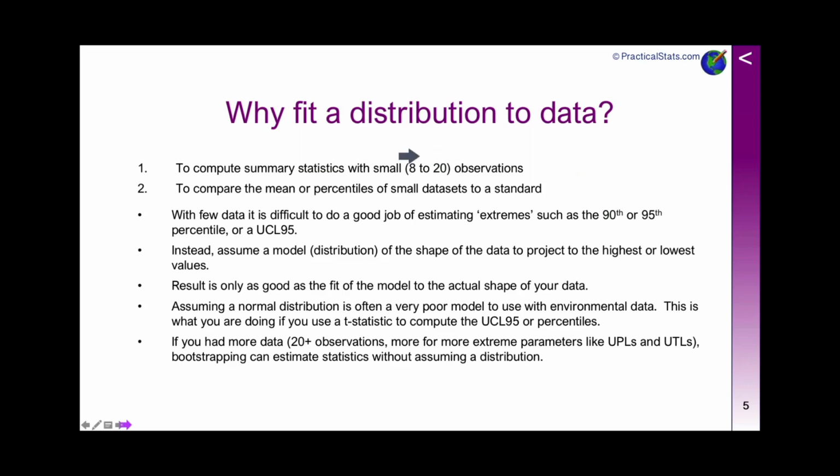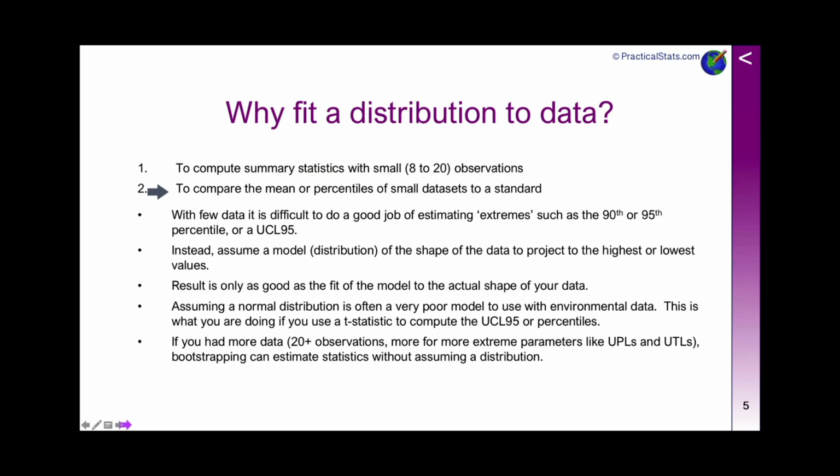So my recommendation is when you have something like 8 to 20 observations that you would use a distribution to do that. And there's a long history of doing that in water resources, including flood studies and other things. You may also want to compare those statistics to a standard. And so again, getting a good estimate of the statistic itself is the best way to compare it to a standard to see if there's been an exceedance or not.